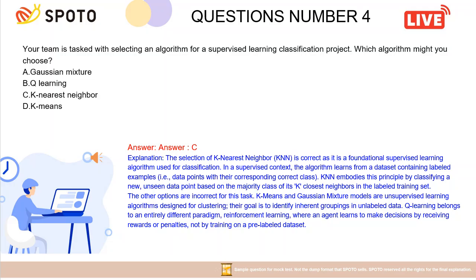The other options are incorrect for this task. K-means and Gaussian mixture models are unsupervised learning algorithms designed for clustering. Their goal is to identify inherent groupings in unlabeled data. Q-learning belongs to an entirely different paradigm, reinforcement learning, where an agent learns to make decisions by receiving rewards or penalties, not by training on a pre-labeled dataset.